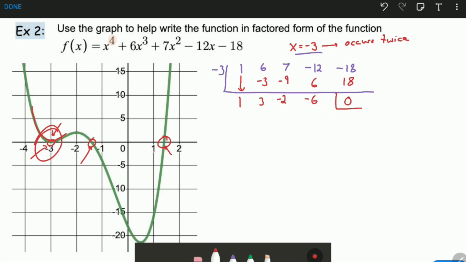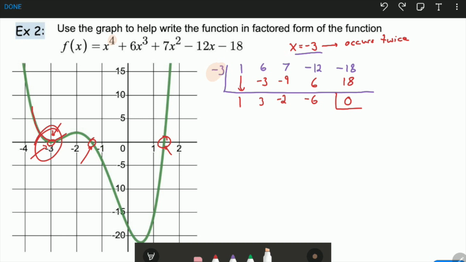I should probably mention this because I know some people ask this. You'll notice that we didn't switch the sign with the -3, and that's because when you are doing synthetic division, you want to use the root and not the actual expression that you're dividing by. So the root is what's used for synthetic, and that's why we did not change the sign, because -3 is the root.